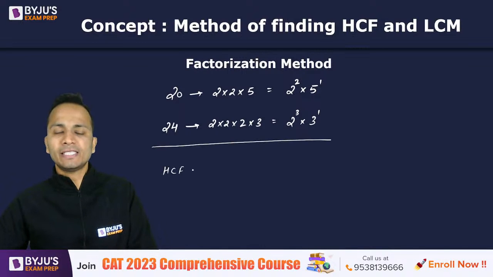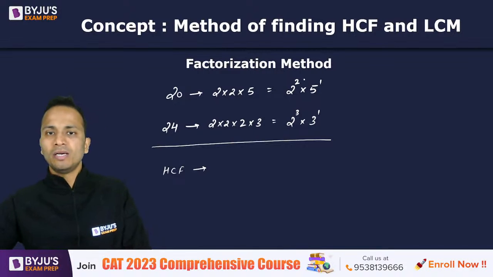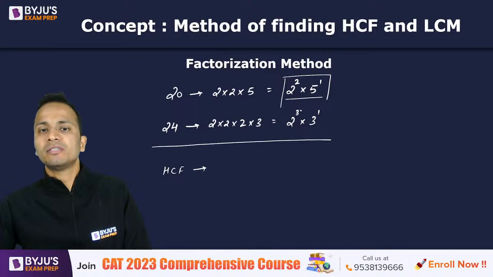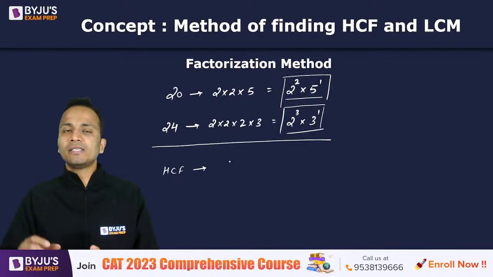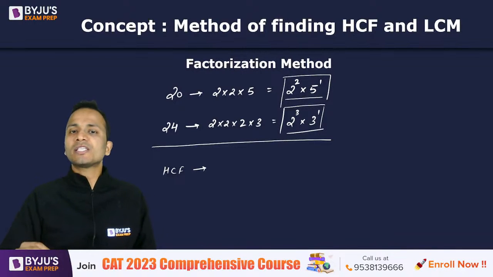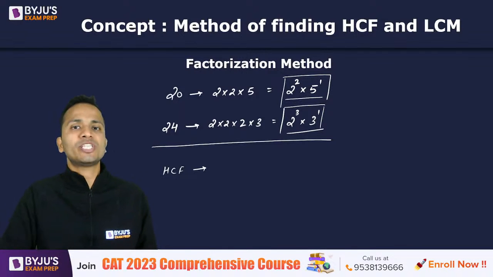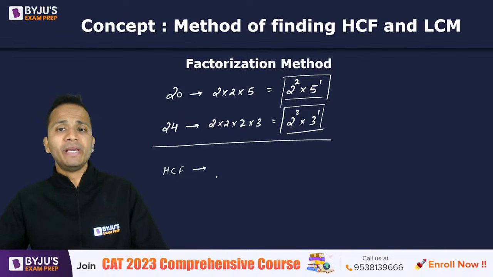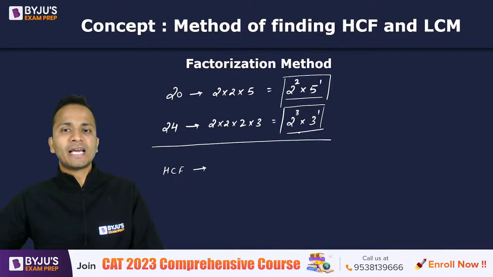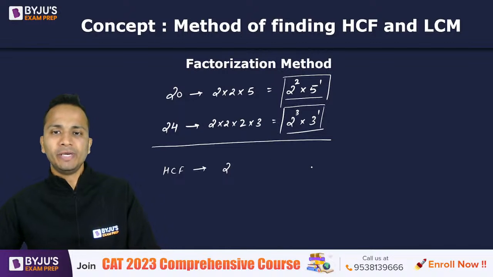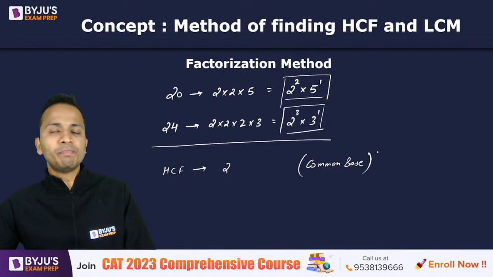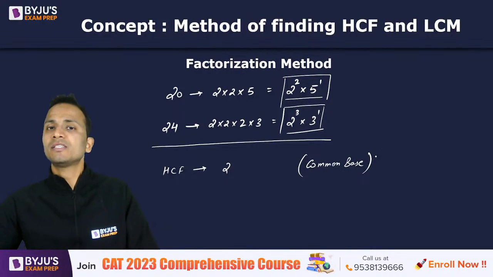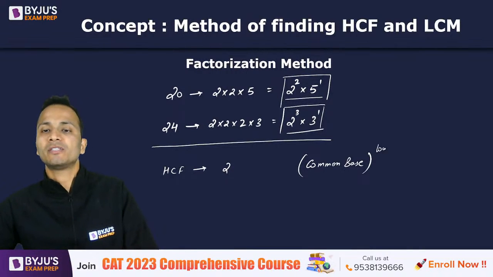Now while calculating HCF, among the first number and the second number, you have some bases with powers. Just select all the bases which are common. So among these two numbers, select the common base. I can see that 2 is the only common base. So first thing I've done is I've selected the common base. Now raised to the power. What power should it be raised to? Common bases with their lowest powers.